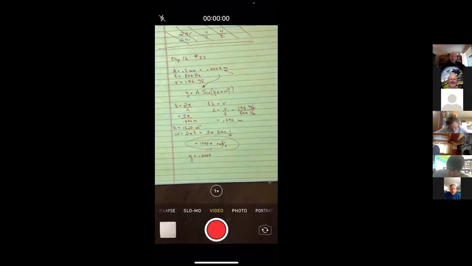Oops. Just a quick question. I lagged out for a second. Lambda is the wavelength, right? Yes. Okay, cool. Thank you. Yeah.